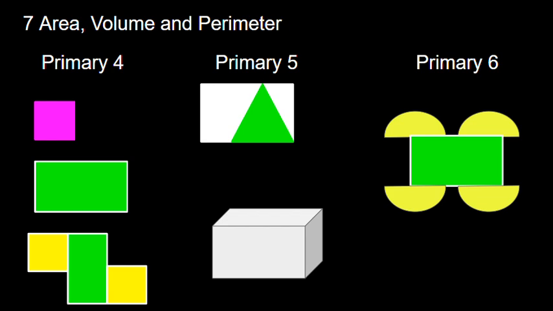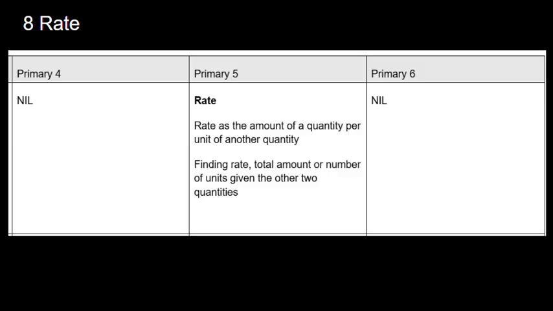Topic number 8 is basically the rate. You learn it in P5. Basically they will show you the rate is the amount of quantity per unit of another quantity. The most typical question will be, I turn on a tap and the flow of the water is 5 milliliter per second. So in 1 minute, how much water is there in the tank? Basically you take 5 multiplied by 60.